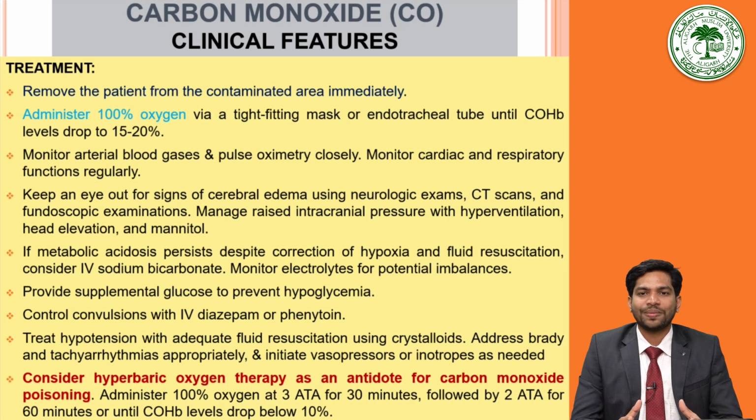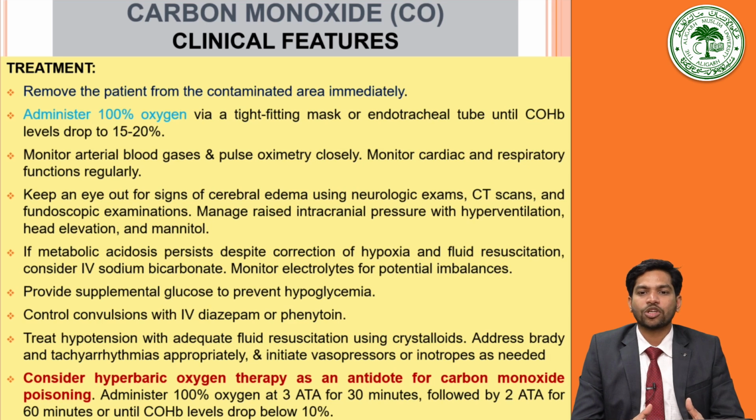First and foremost measure is to remove the patient from the contaminated area immediately. Then administer 100% oxygen via a tight fitting mask or the endotracheal tube until the carboxyhemoglobin level drops to 15 to 20%. Monitor arterial blood gases and the pulse oximeter closely. Mechanical ventilation with a small tidal volume may be necessary if acute lung injury develops.